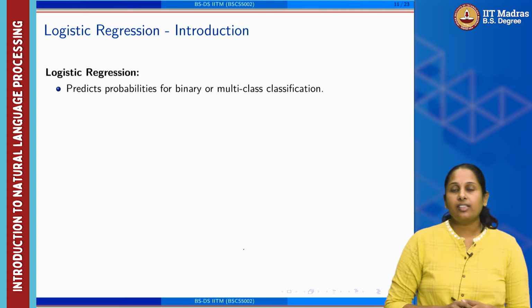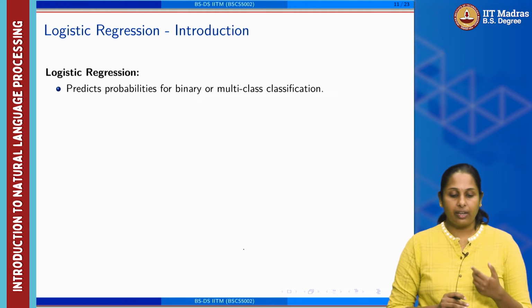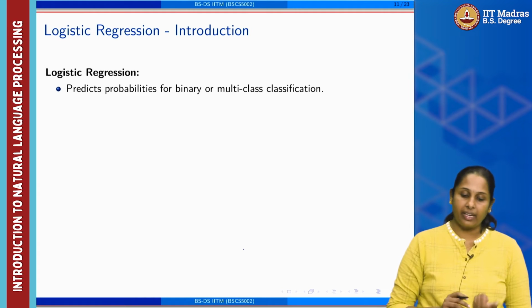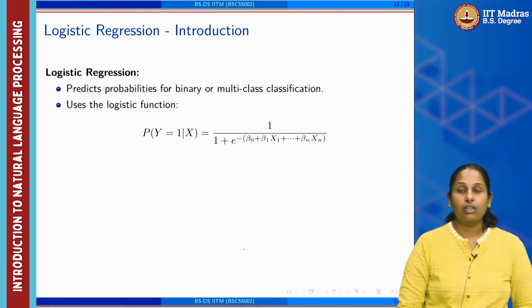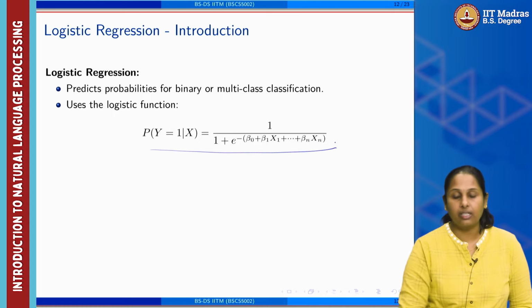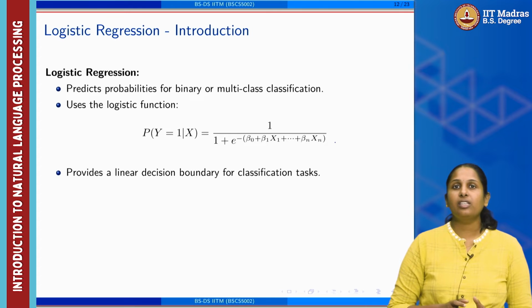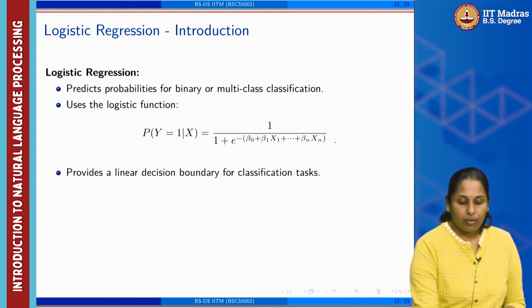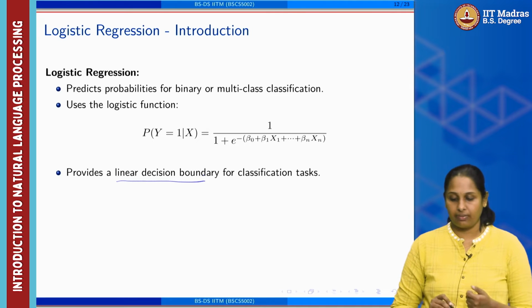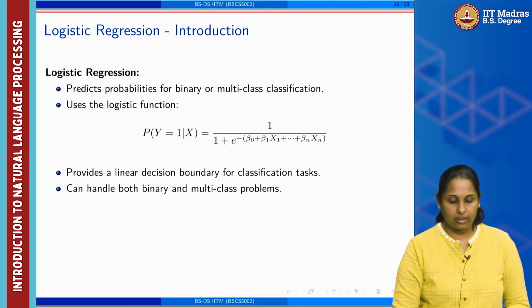Now let's go into the next classification model, called logistic regression. Logistic regression is also a type of classification model that predicts the probabilities for either binary or multi-class classification. It uses the logistic function, and the formula is explained here. This logistic function provides binary information, either yes or no, or 0 or 1. It provides a linear decision boundary for the classification task, and it can handle both binary as well as multi-class problems.